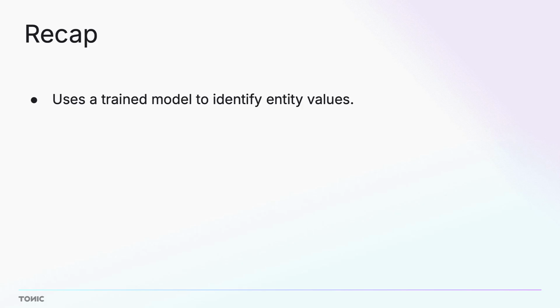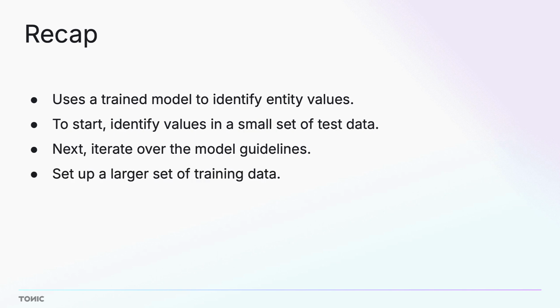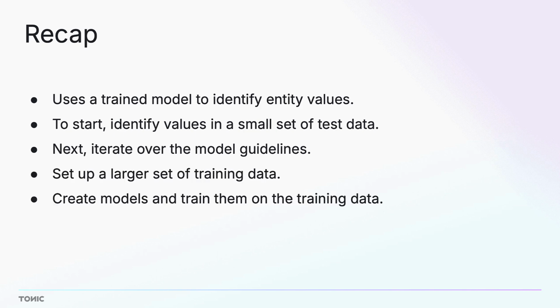To recap, a model-based custom entity type uses a trained model to identify the entity values. To start, you assemble a small set of test data and identify the definitive values in that data. You then iterate over guidelines, which are AI prompts to tell the model how to identify entity values. After you select a larger set of training data, you create and train models. Each trained model is scored based on how well it identifies values in the test data.